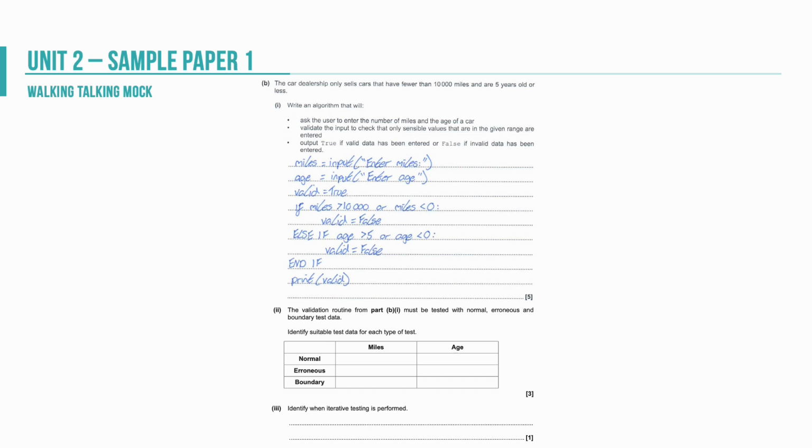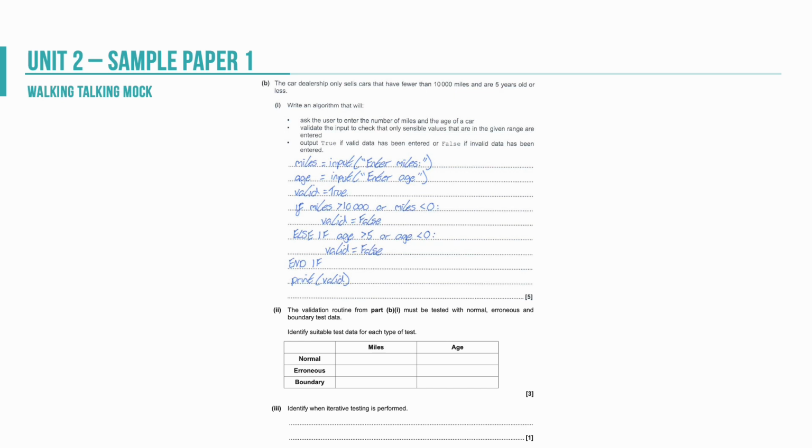And then I'm going to say if miles is greater than 10,000 or miles is less than 0, valid equals false. So if the miles are outside of the appropriate range, say that valid is false. Then I'm going to do exactly the same for age. Else if age greater than 5 or less than 0, valid equals false again. End if, and at the end I'm going to print out my valid to show whether it was true or false.